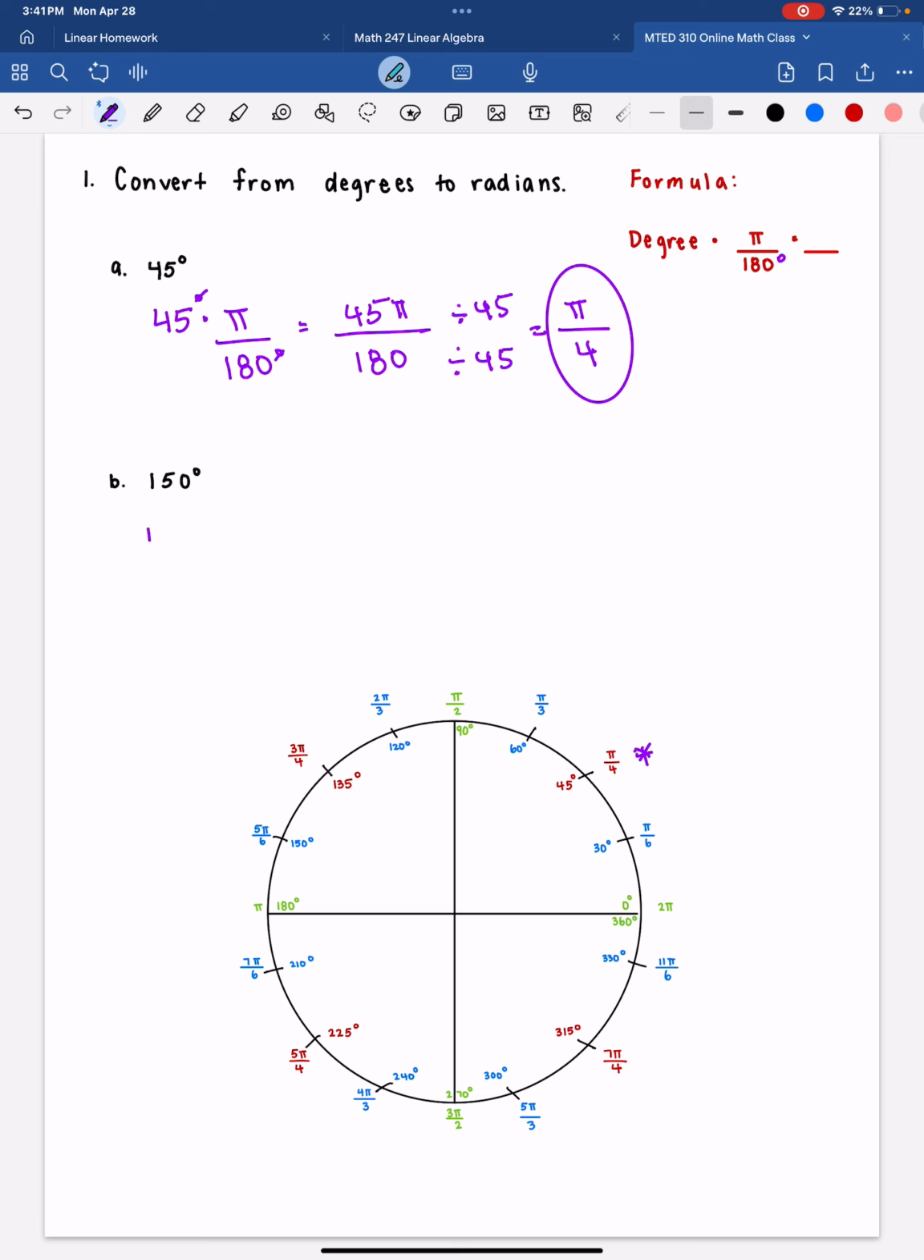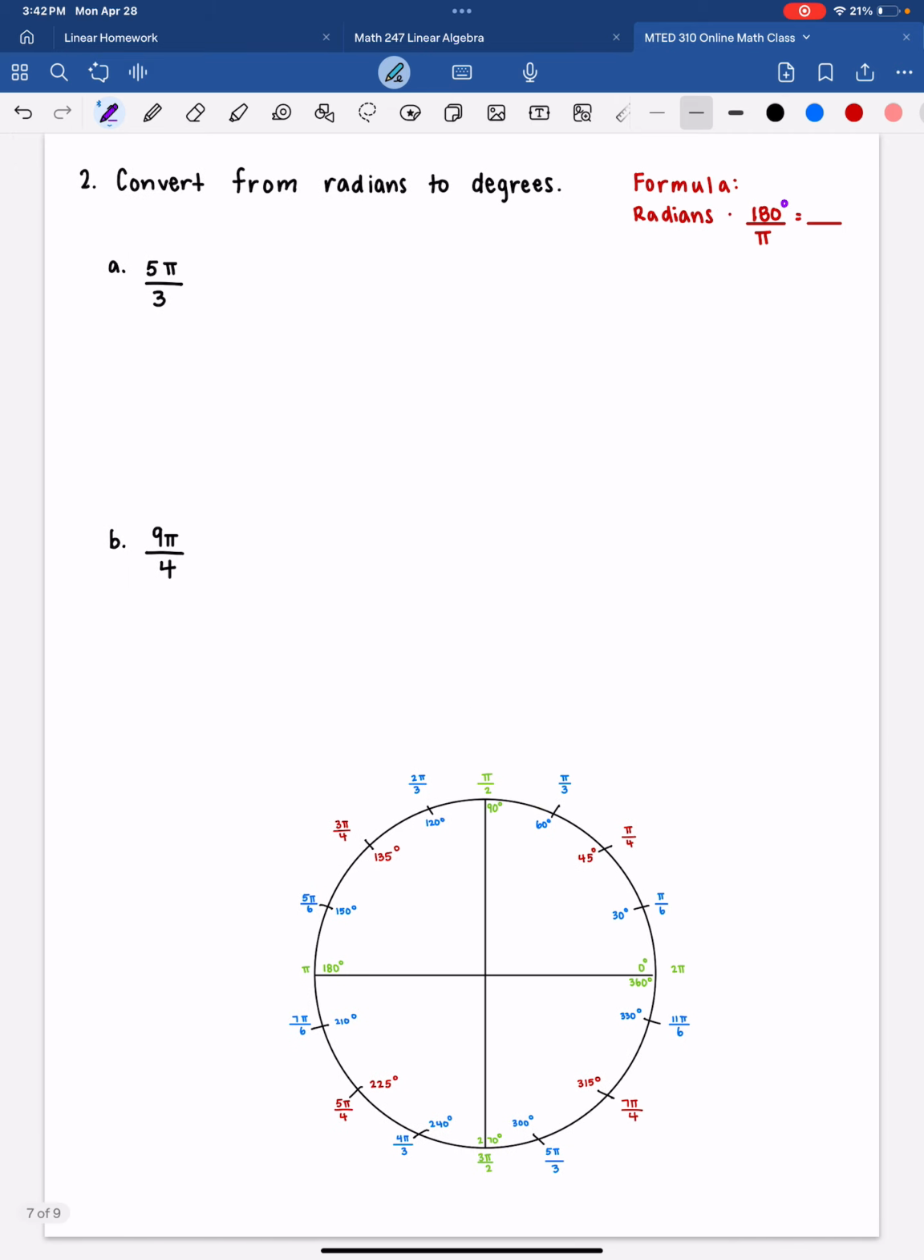Now we're going to do 150 degrees times pi all over 180 degrees, following the formula. Again, the degrees do cancel out, so we're left with 150 pi all over 180, which will simplify to 5 pi all over 6, which is indeed 150 degrees based on the unit circle, so that answer is also correct. Okay, now we're going to convert from radians to degrees.